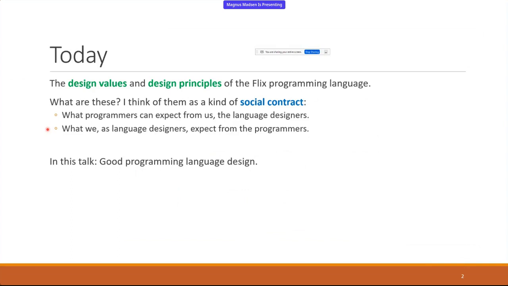Today, you might think that I will be talking about good programming language design, but I'm not sure that we are ready to answer that question yet. So instead, what I'll actually be talking about is a principled or systematic programming language design.